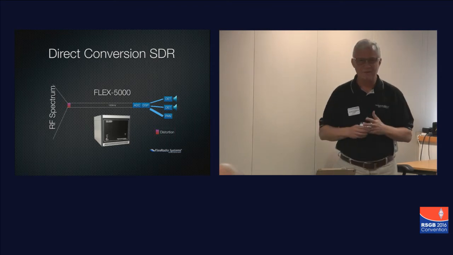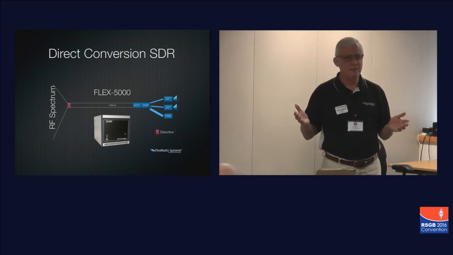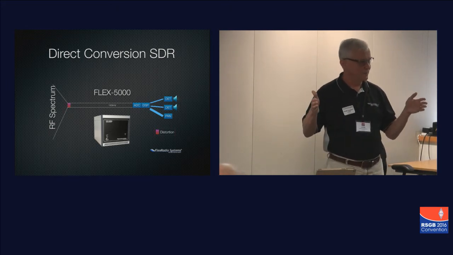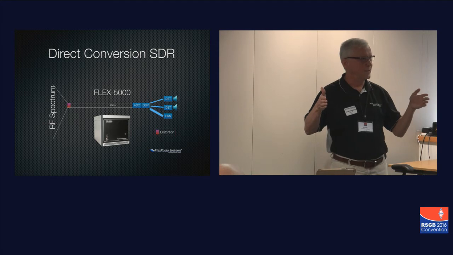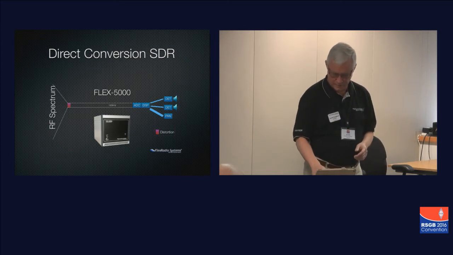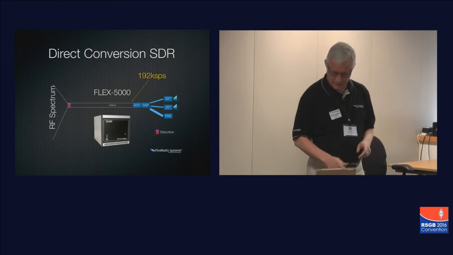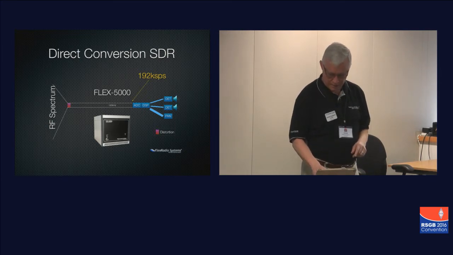And so we're going to use a very high performance converter, and we can take up to 192 kilohertz of spectrum. You've seen PowerSDR, you can get up to 192 kilohertz of spectrum for a spectrum display, and then we can use an IF off of that and do signal processing. So this is another way that SDR is done.